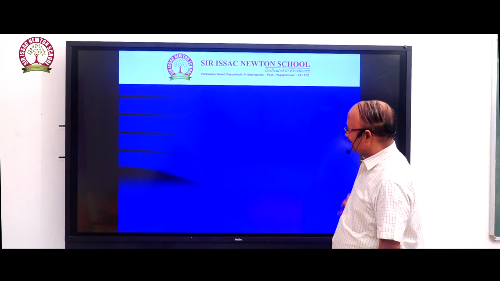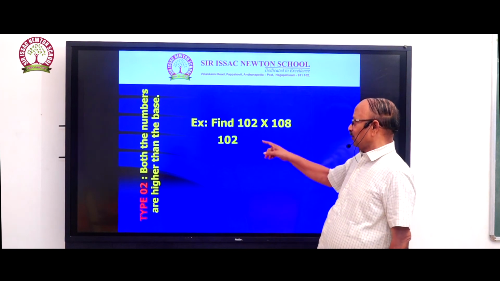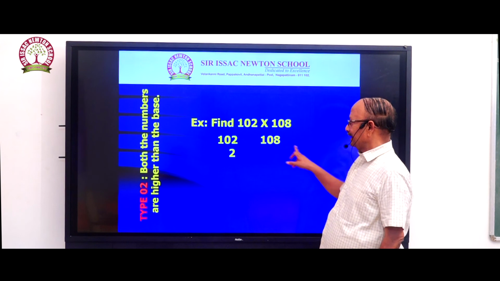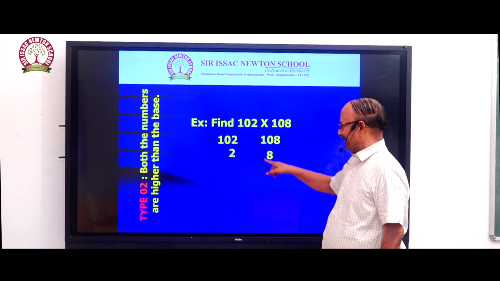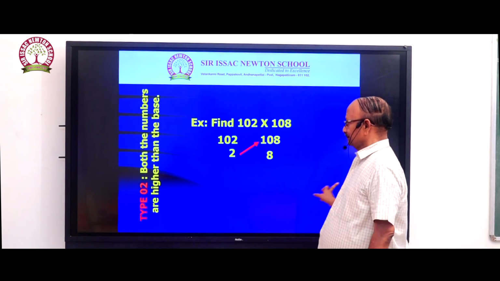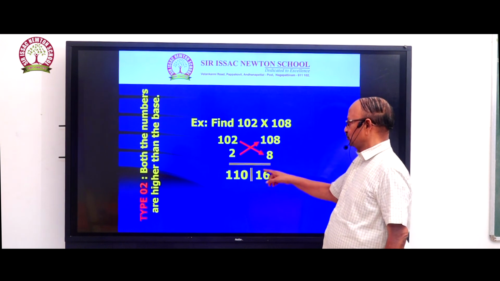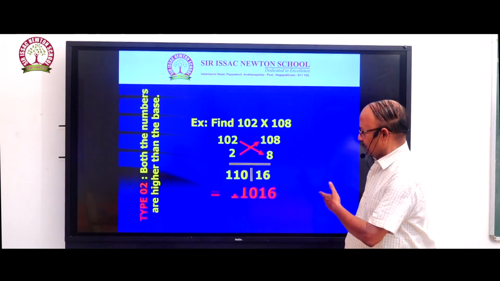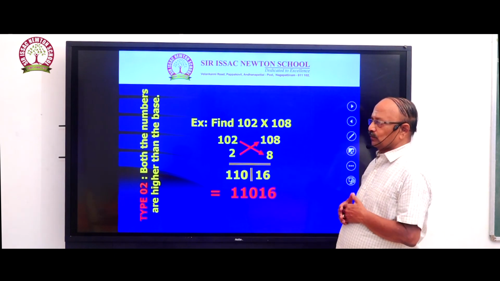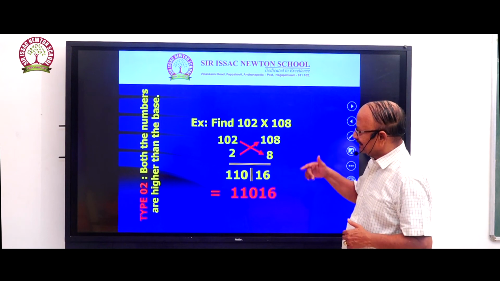As I told you earlier, you need not write this much step. You just imagine 102 deviated by plus 2, 108 deviated by 8. Diagonally you add, which gives 110. 8 2s are 16, so 110, 16 is the answer. This way we can do. So we have seen 2 types, one lesser than the base, the other greater than the base.